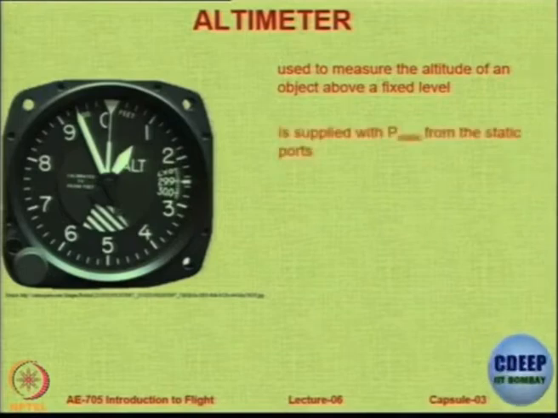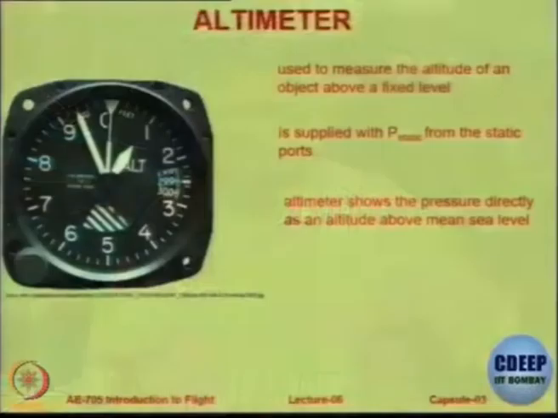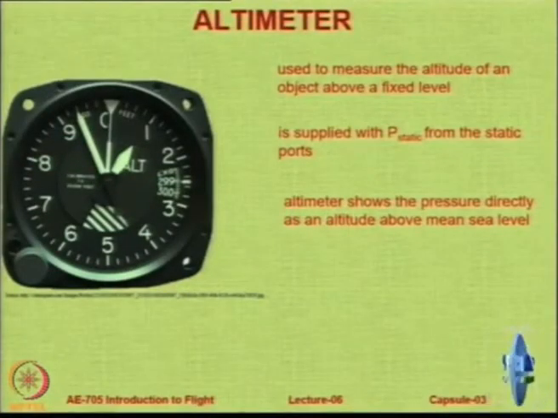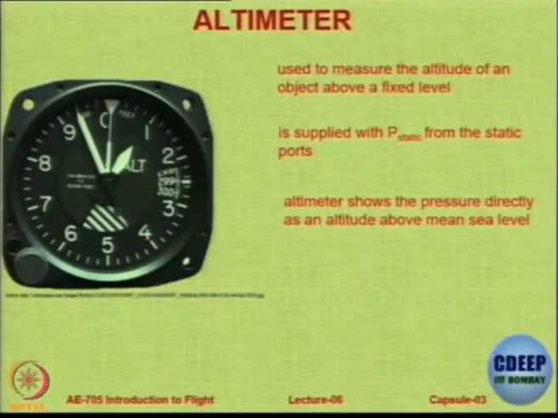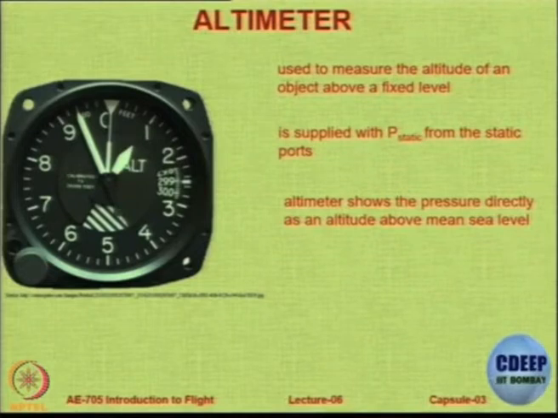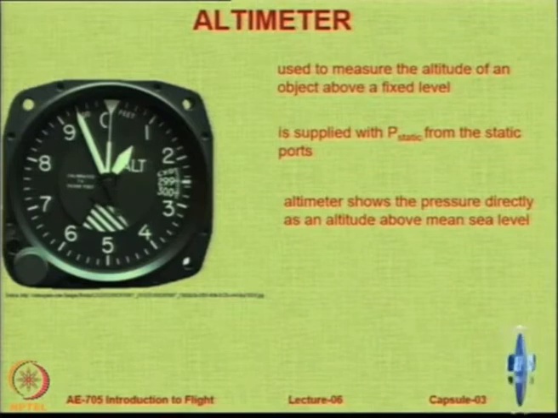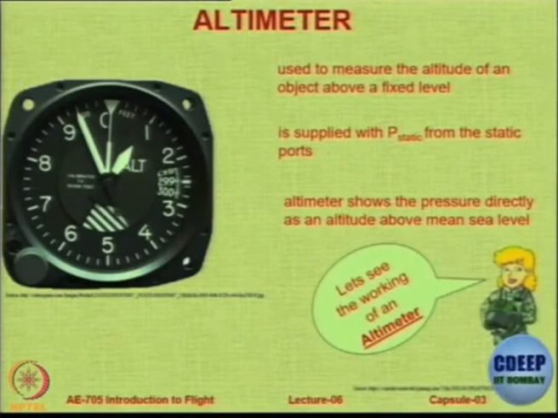Okay. So, this instrument is supplied with the static pressure from the static ports, and the altimeter shows you the pressure directly at an altitude above the mean sea level. So, therefore, remember, when it is showing you above the mean sea level, you will have to correct for the location of the mean sea level at any specific location to get the geometric or true altitude. So, this is only going to give you a pressure altitude. So, let us see how this instrument works. It is a very basic, very simple instrument.